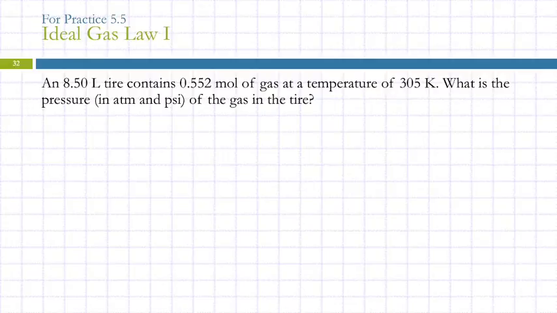Let's do an ideal gas problem. An 8.50 liter tire contains 0.552 moles of gas at a temperature of 305 Kelvin. What is the pressure in atmospheres and psi of the gas in the tire? We have this title up here telling us this is an ideal gas law problem. I don't put titles like that on exams. How can you recognize what kind of an equation you need to solve the problem?